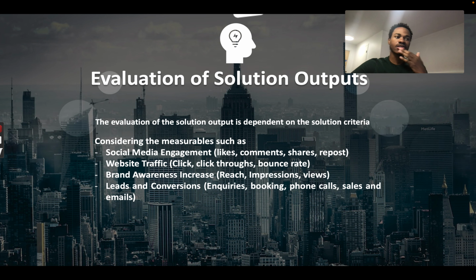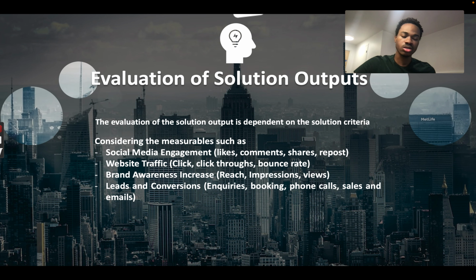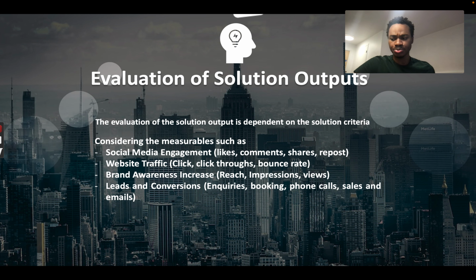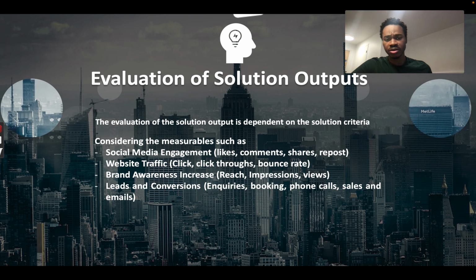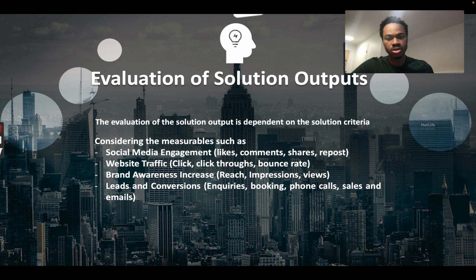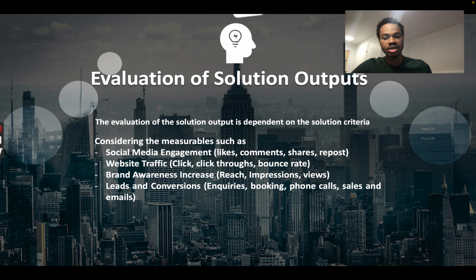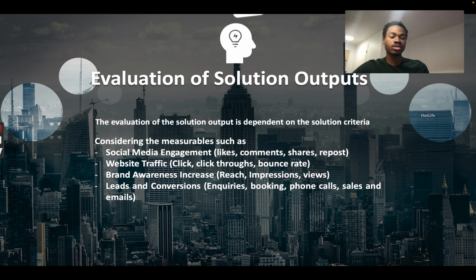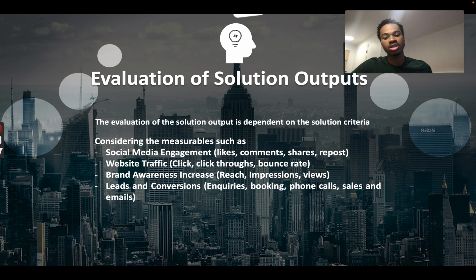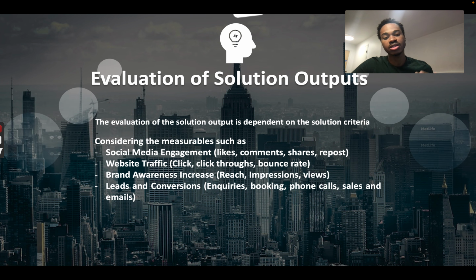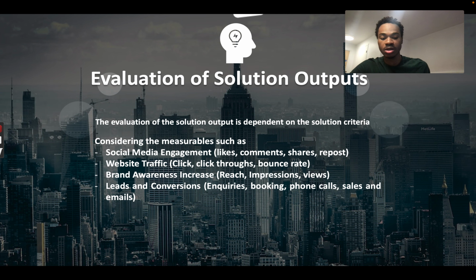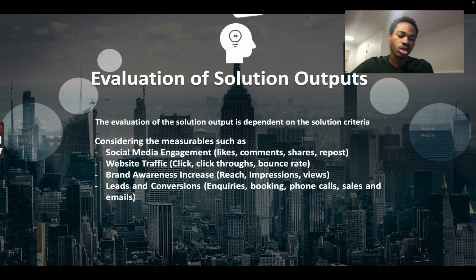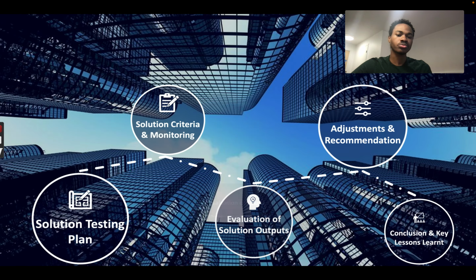So these are topics that have been covered in the second and third stage of the report. This is just a recap of what's basically been done. But the social media engagement, website traffic, brand awareness, leads and conversion, these are measurable metrics which can let Email One know that they are making progress, and the solution, which is social media campaigns, is becoming successful. If there is an increase in any of these metrics, the solution is working.